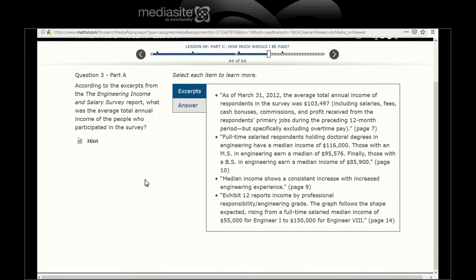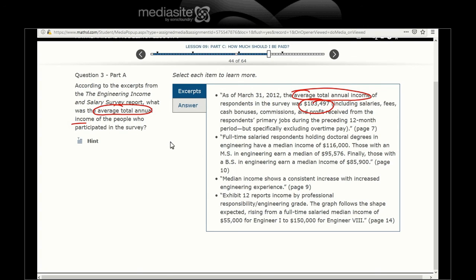Okay, so let's see. According to the excerpts from the Engineering Income and Salary Survey Report, what was the average total annual income of people who participated in the survey? As of March 31, average total annual income, $103,497.